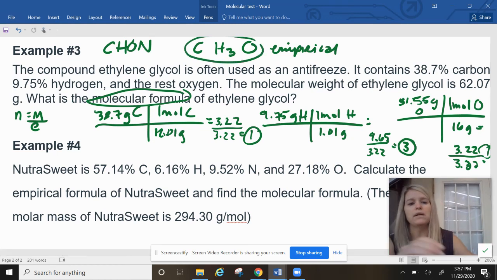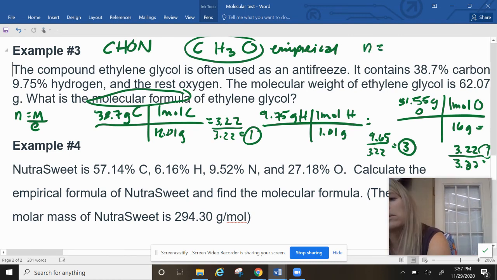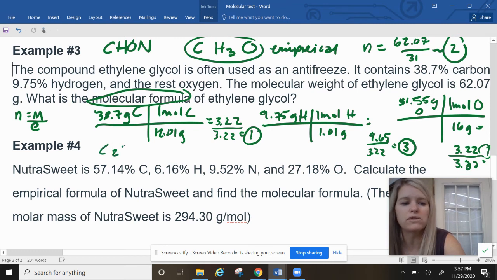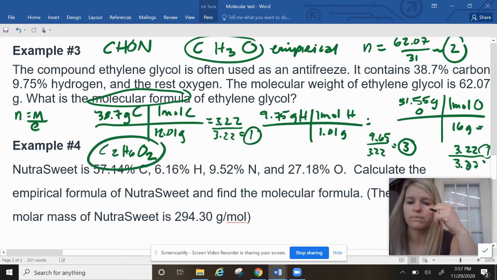Okay, so that's going to be, let's see, 12 plus 3 is 15, and 15 plus oxygen 16 is going to be 31, right? So we're going to use n equals the molecular mass, they tell us is 62.07, divided by that 31 I just got, and that's pretty much 2. And so that means our formula is going to be C2H6O2. Okay, so that's our ethylene glycol.